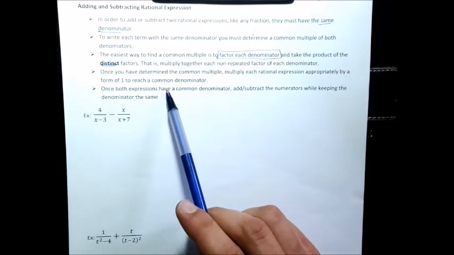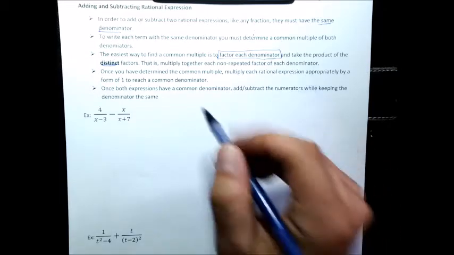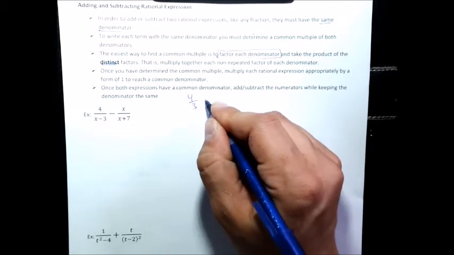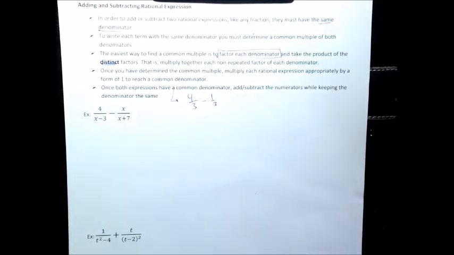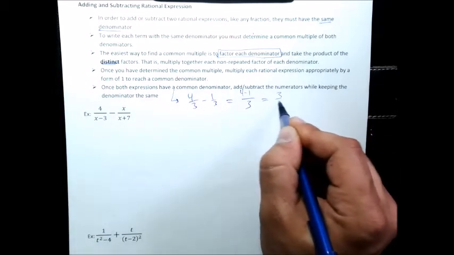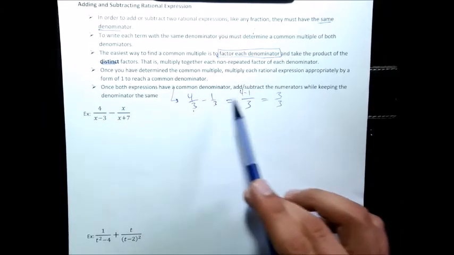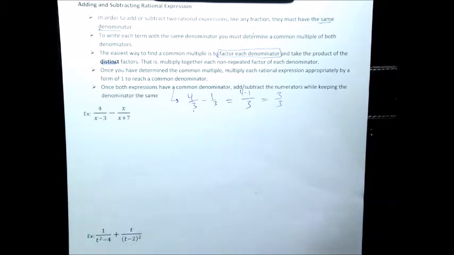And then once both expressions have the same denominator, you add or subtract the numerators while keeping the denominator the same. I can't stress that enough. I know people get confused by that. So for example, if we have something like 4/3 minus 1/3, you leave the denominator, a third, and you subtract the numerator. I just want to be clear about that. And we'll do the same thing with these. Notice that the denominator didn't change. What changes is the numerator.